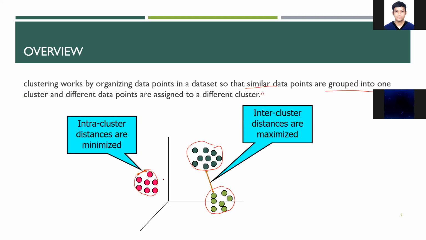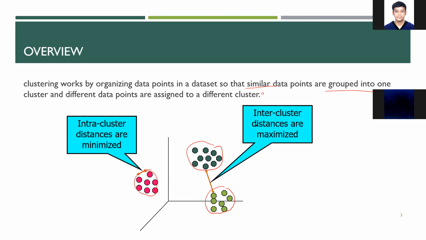And here we also will learn about what intra-cluster distance is. Intra-cluster distance means the distance between data points in one cluster, or the similarity between data points in one cluster. Because we want to group similar data points into one cluster, this distance should be minimized. However, different data points should be assigned to different clusters.